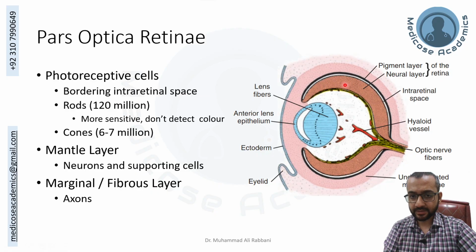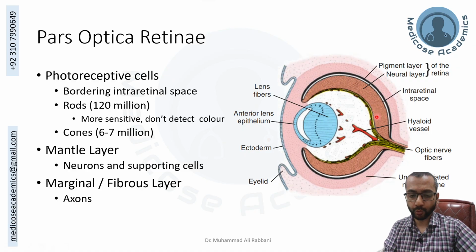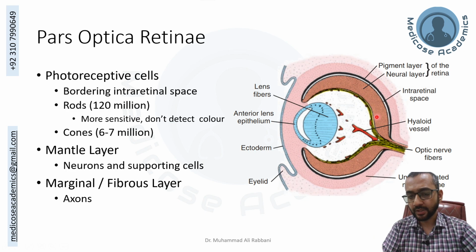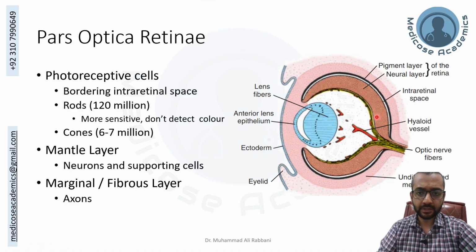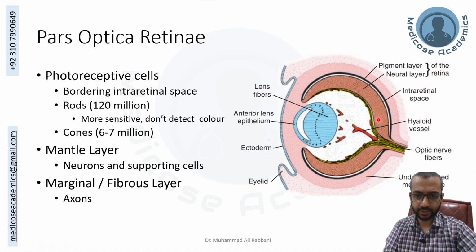Then comes the central layer. This is the middle layer, and that contains the neurons, the bipolar cells and the ganglion cells. We'll discuss it in this lecture too, and we'll go into further detail in the histology lectures. It also contains supporting cells like Muller cells.